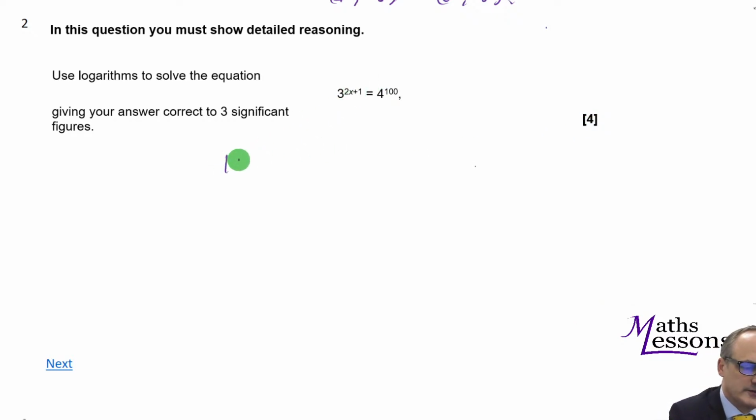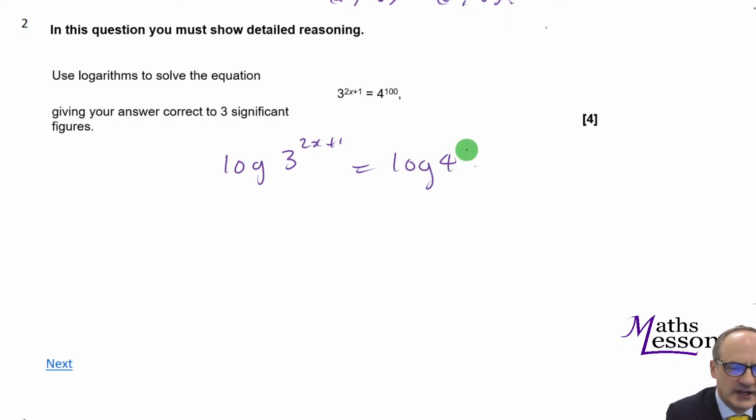So, take logs of both sides. It doesn't matter what base. You might have saved yourself a little bit of time by doing base 4. I just did base 10, because back in the day, we didn't have log base 4 on the calculators, so we just did everything base 10. So you do this with base 10, you can then bring the powers down.